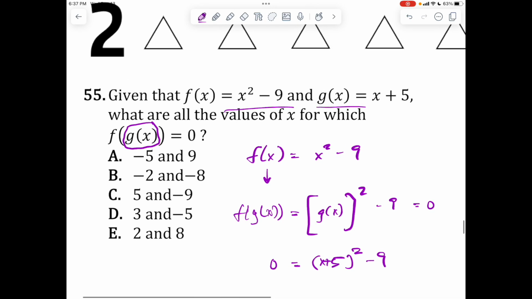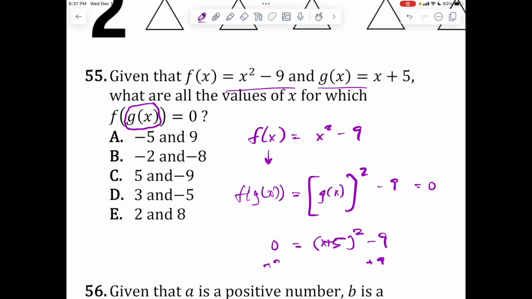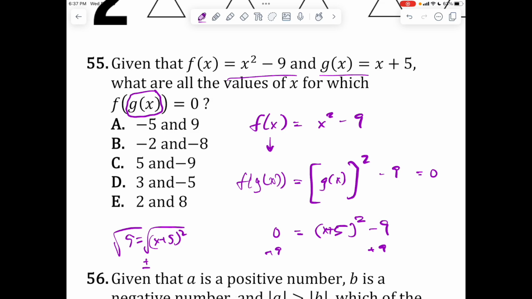Now I can solve this by expanding it and using the quadratic formula. I can do factoring. I can also just move the 9 to the other side. So 9 equals x plus 5 squared. Take the square root of both sides. I get plus or minus 3 is equal to x plus 5. And that'll turn into two solutions.